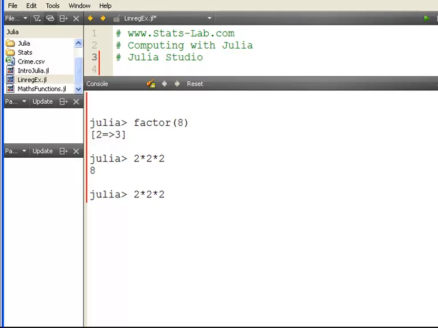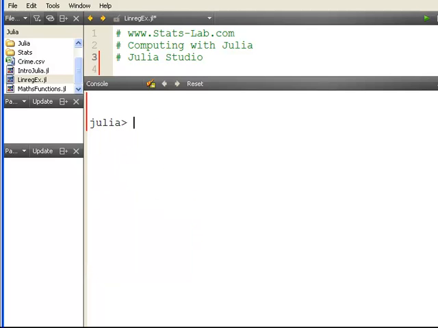If we were to do it for 16, or let's say 18. There we have 2, which is to be used once, and 3, which is to be used twice. So that's to say 2 star 3 star 3. Okay.